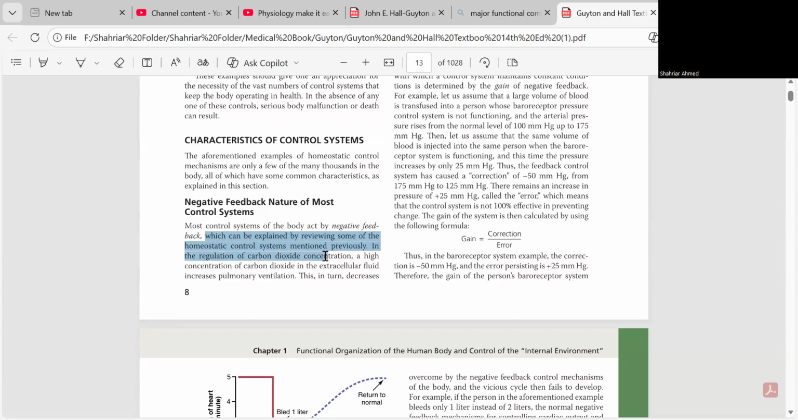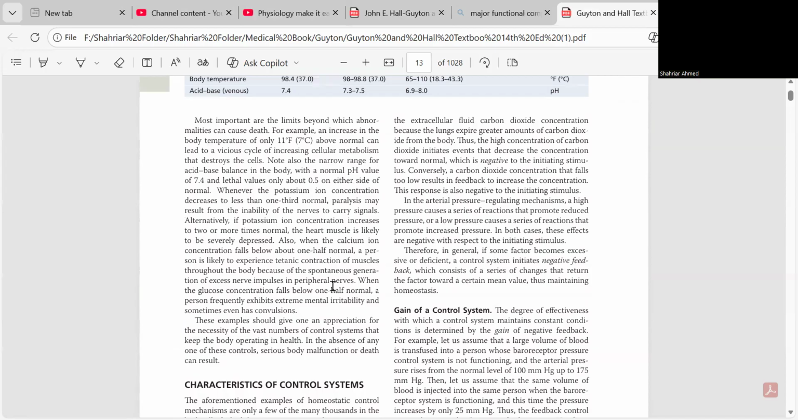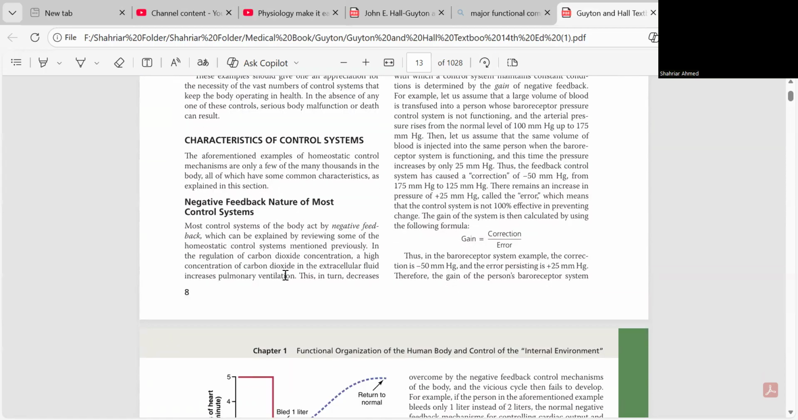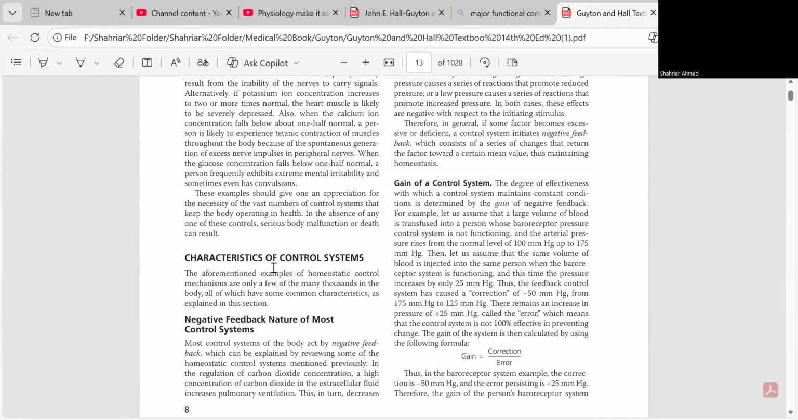In the regulation of carbon dioxide concentration, which we have already discussed, when carbon dioxide concentration is increased, it is regulated by the negative control system back to the baseline, and when it is decreased, it will be increased. So if you are asked to describe a negative control system, you may describe the carbon dioxide concentration maintenance system or the blood pressure control system.